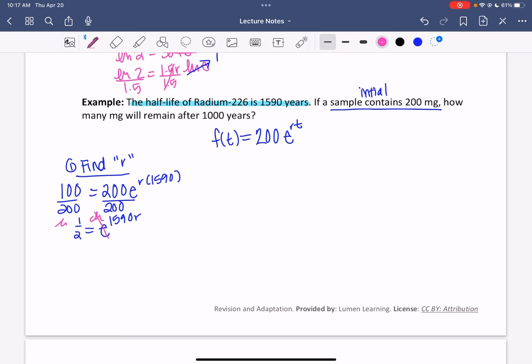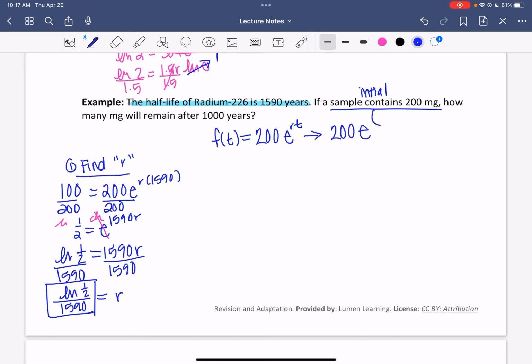I'll do the same thing as I did before. When I ln both sides, ln e cancels. And I get ln of 1/2 equal to 1590r, and then I could divide. Again, I'm not going to be shocked that I got a similar situation for my r, and I'm not going to run to my calculator and grab that decimal. I am going to leave it as that fraction. So the completed equation would be 200e to the ln of 1/2 over 1590 times t. Now this one did not tell me to write an expression, but I do have an equation. Now I can answer any question that remains about the situation.